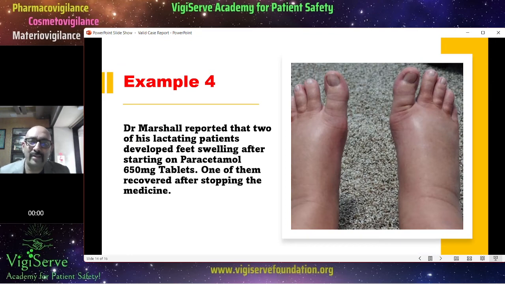Dr. Marshall reported that two of his lactating patients developed feet swelling after starting on paracetamol 650 milligram tablets. One of them recovered after stopping the medicine. Very interesting, tricky scenario, right? Now, two of his lactating patients. So that's something which might give you some idea. So, what is the suspected drug here? It is paracetamol 650 milligram. And what is the adverse event here? It is feet swelling. And who is the reporter here? Dr. Marshall. How about the patient? Patient is female. Why? Lactating. So if the patient is lactating, then it is quite obvious that the patient is a female.